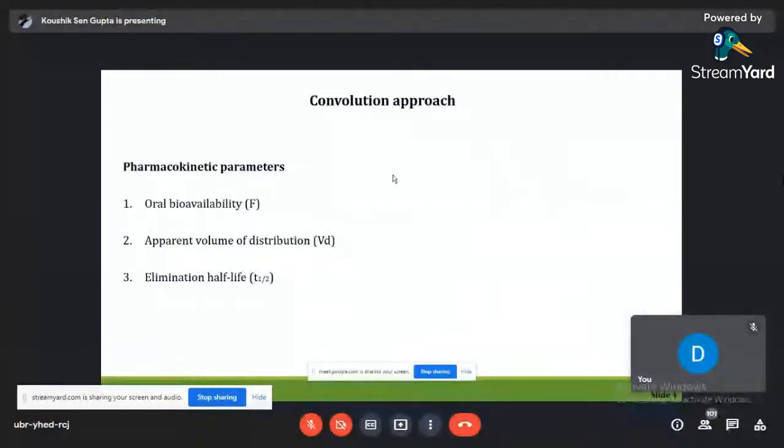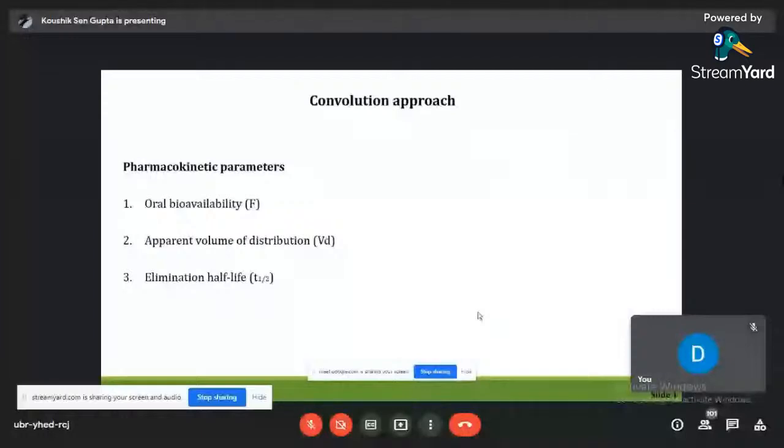Second one, it is apparent volume of distribution. Joseph sir, is slide 4 visible? Can you see slide 4? Joseph sir. Hello, am I audible, sir? Is it visible? Yes, sir, it's visible, sir. Slide 4. Yes, sir. Actually, my network issue is there. That is why I am just confirming whether it is visible or not. Yes, clearly visible, sir. Okay.